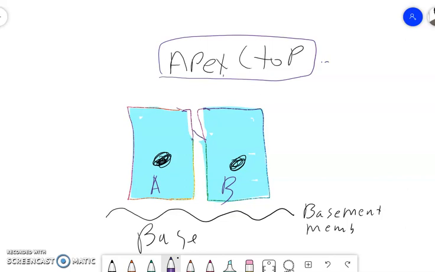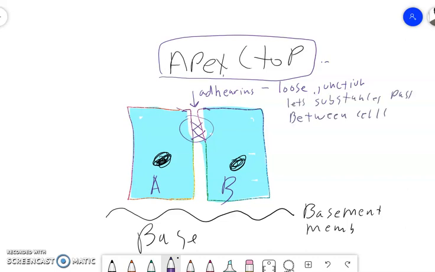Now, we could have an adhering belt junction or adhering junction. Again, this is towards the apex. This is a loose junction that lets stuff pass in between cells. And in physiology, you're going to learn this is called paracellular transport.